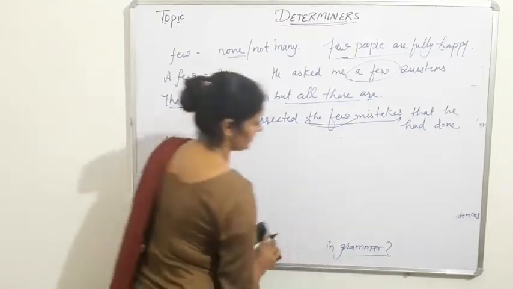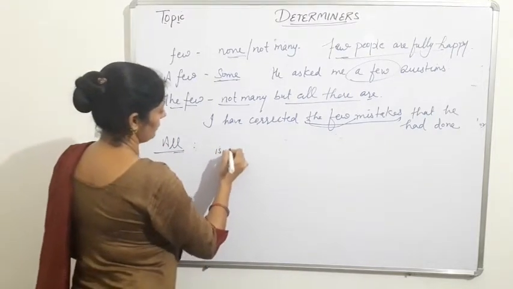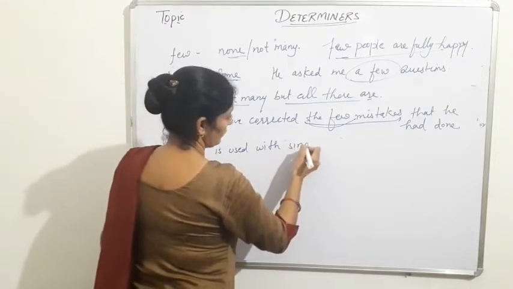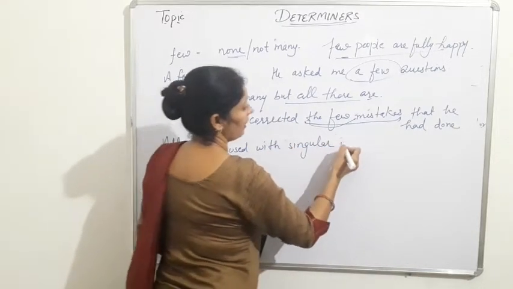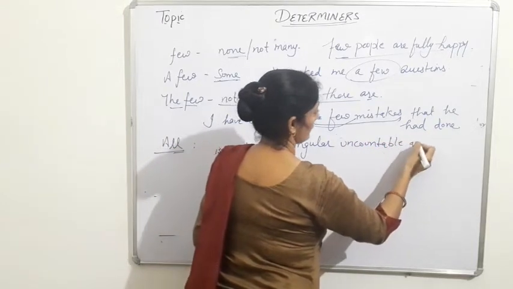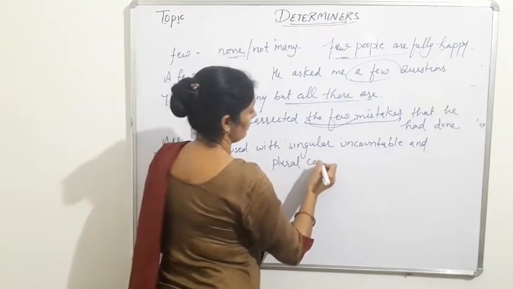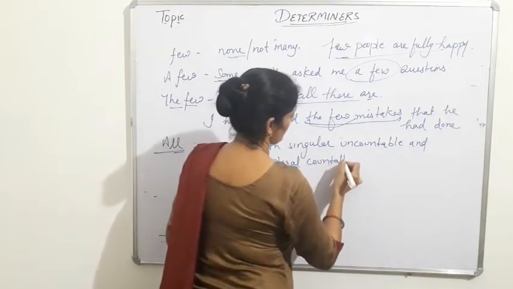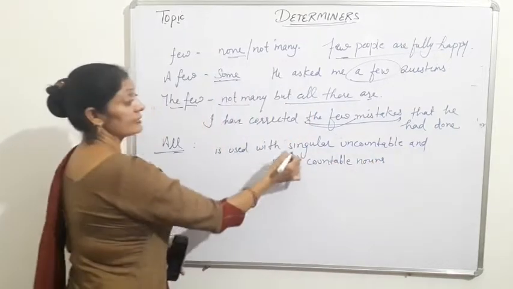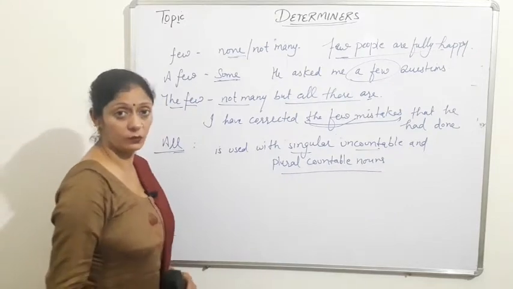All is used with singular, uncountable and plural countable nouns. Is it clear? Singular, uncountable and plural countable nouns.